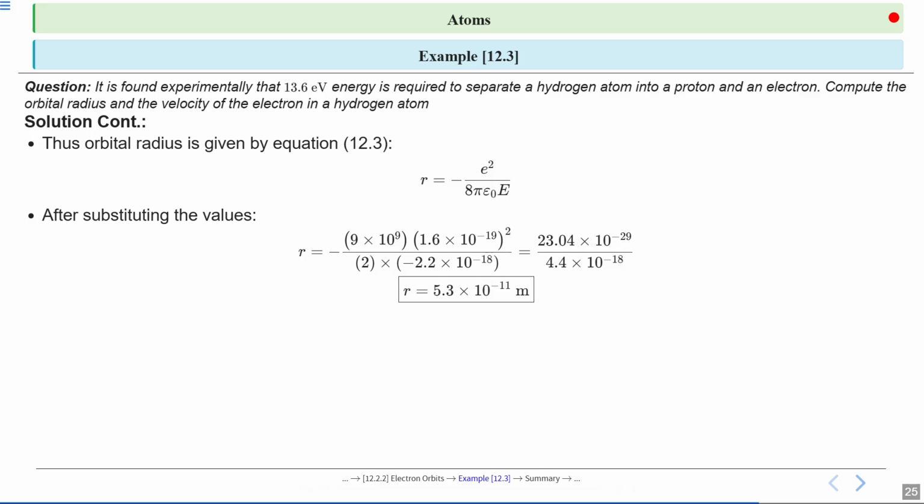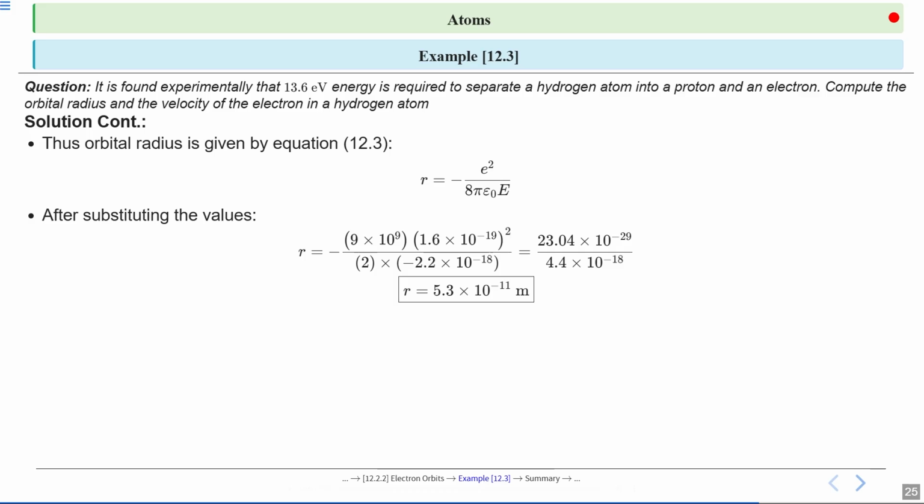So finally, after calculating, we find that the orbital radius r is 5.3 times 10 to the power minus 11 meters. This value is known as Bohr's radius. Okay, so this is the radius of the innermost orbit of the electron in the hydrogen atom.